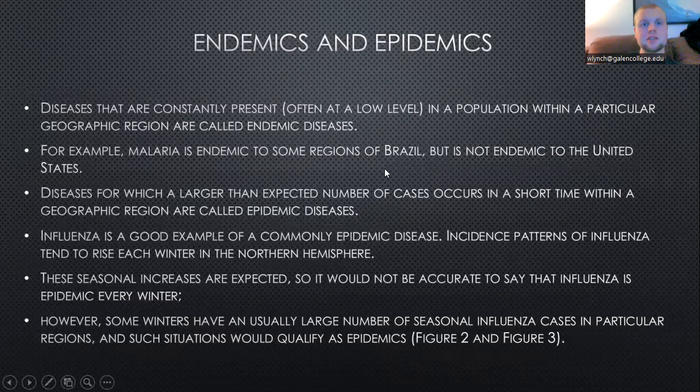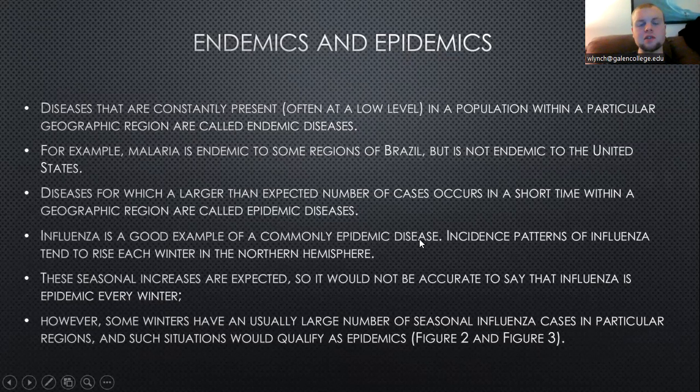All right, looking at endemics and epidemics, diseases are going to be constantly present unless they have been eradicated by some sort of vaccination or something that has pretty much diminished them down to zero in a select population. So diseases are usually constant at a low level in a population for a geographic region. And if that is the case, they are known as endemic. For example, here, malaria is endemic to some regions of Brazil, but it is not endemic to the United States because we do not have a prevalence of it.